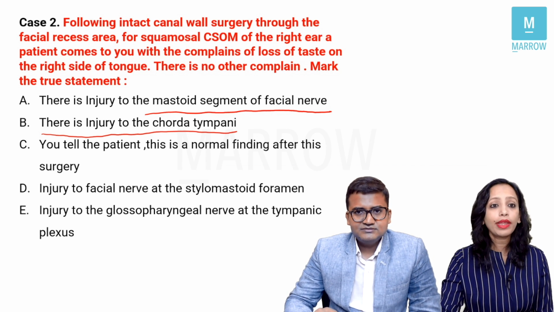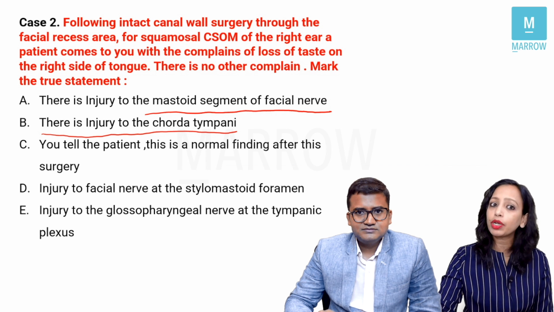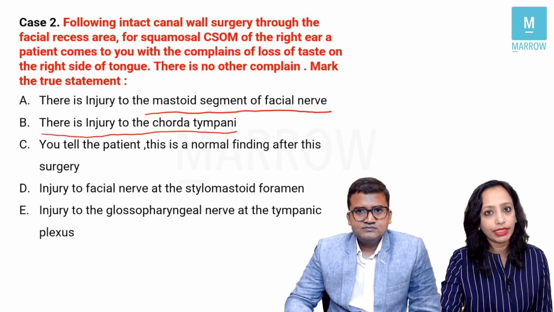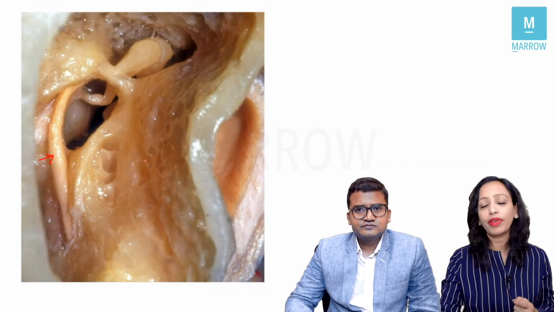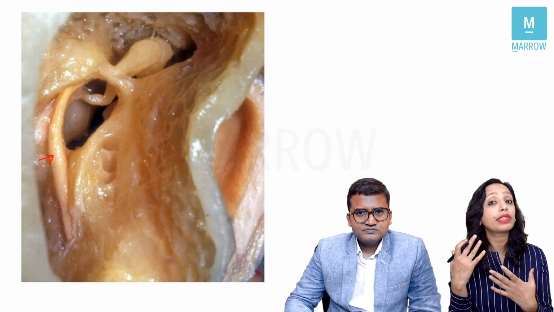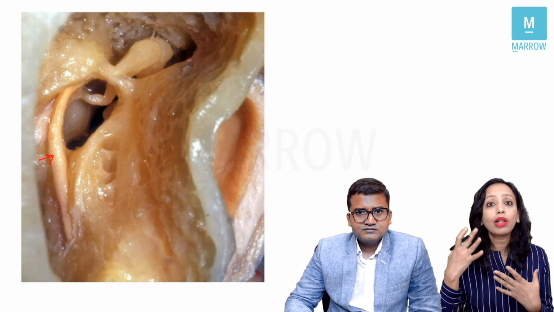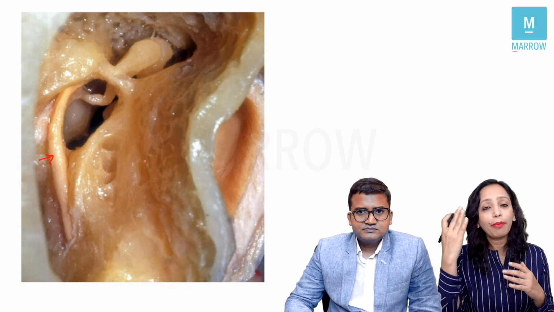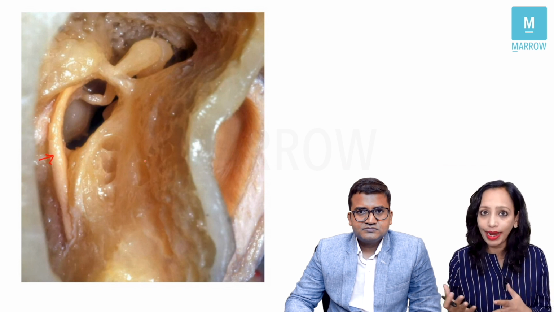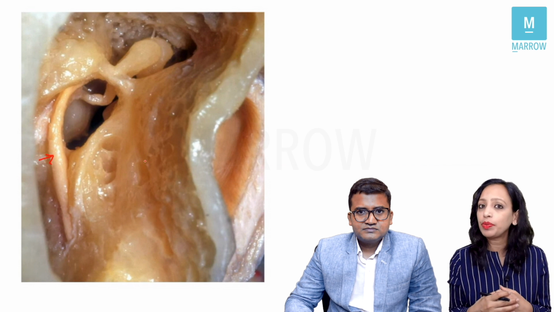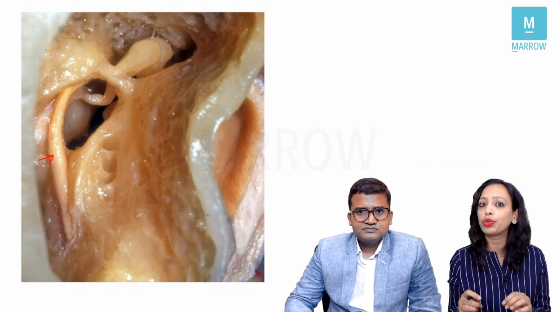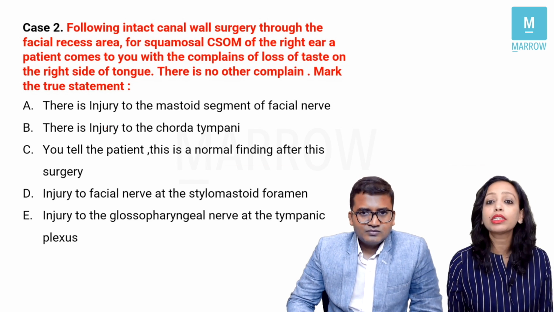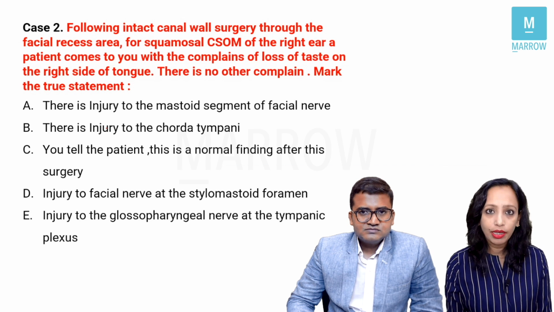Yes, now we know that the mastoid segment can be injured, and if the mastoid segment is injured, automatically the chorda tympani, which is a branch of the mastoid segment, will be affected. But only the chorda tympani will not be affected. The mastoid segment, when it comes out through the stylomastoid foramen, supplies all the facial muscles. So once the mastoid segment is injured, beyond that, everything will go. So there will be complete palsy of the face of one side, which is not mentioned in the question, which means that there is specifically injury only to the chorda tympani, not to the mastoid segment. So you tell the patient this is a normal finding after this surgery.